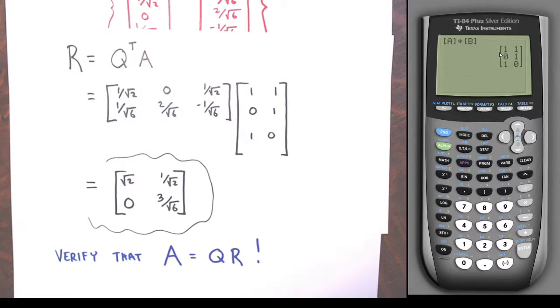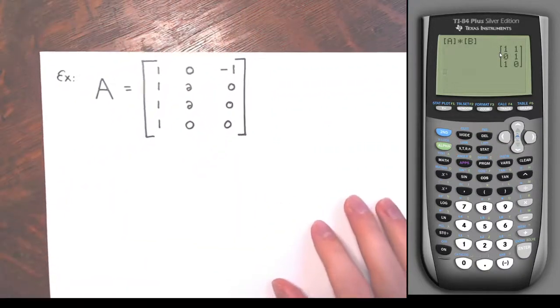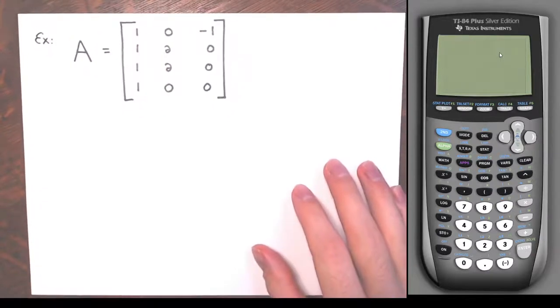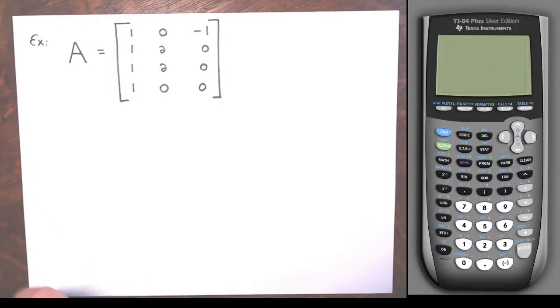Okay, so I've got just one more example. Like I said, as long as the columns are independent, as long as all the columns of a matrix are independent, you can write this QR factorization. So it doesn't have to be square. So here's one last example where it's not a square matrix, and I want to write the QR factorization.